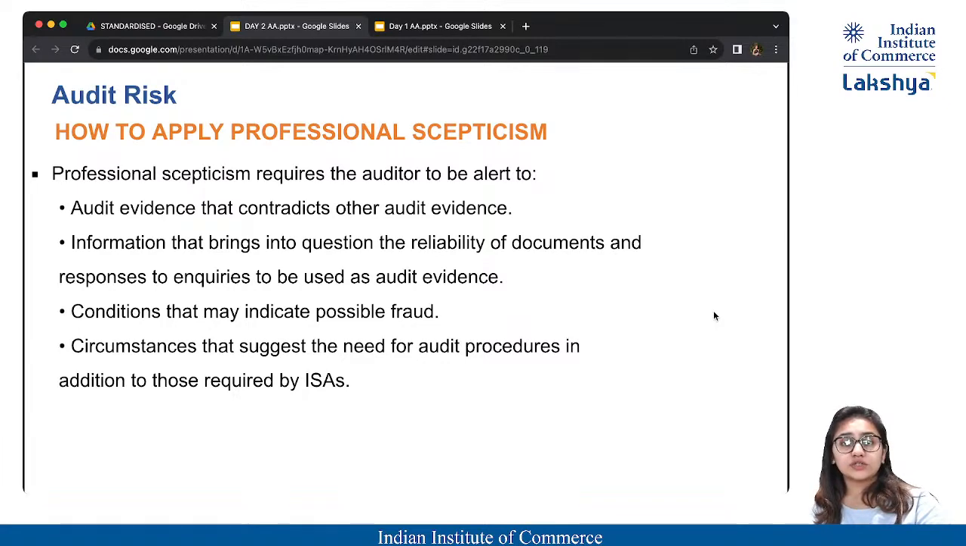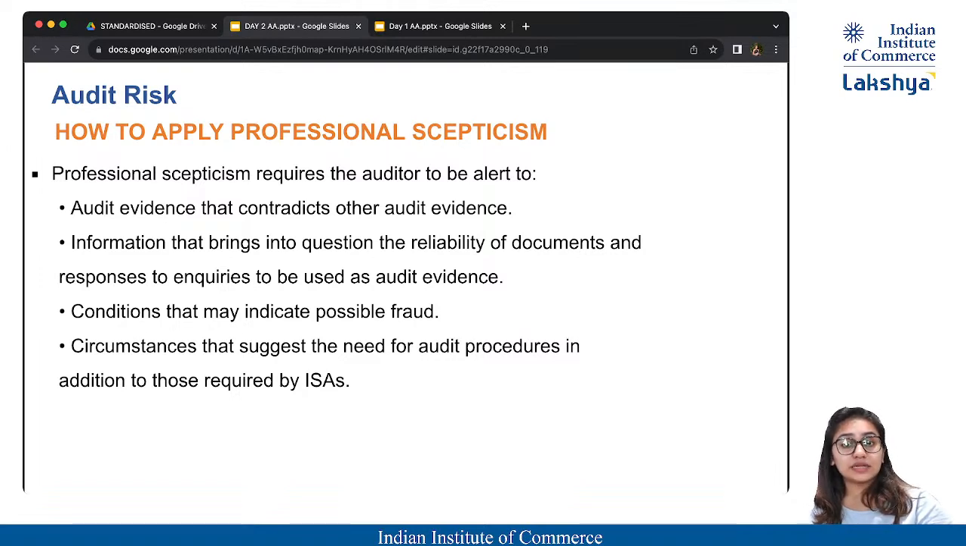Information that brings into question the reliability of documents and responses to enquiries to be used as audit evidence. That means if person A is saying that we are getting raw materials from Kerala, you ask him to prove how he's getting the raw materials from Kerala. If another person says that he's getting raw materials from Jaipur, he needs to prove how he's getting it from Jaipur and things like that. So you need to back your items with the reliability of it.